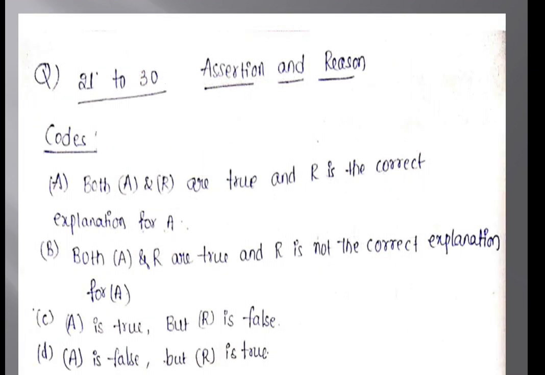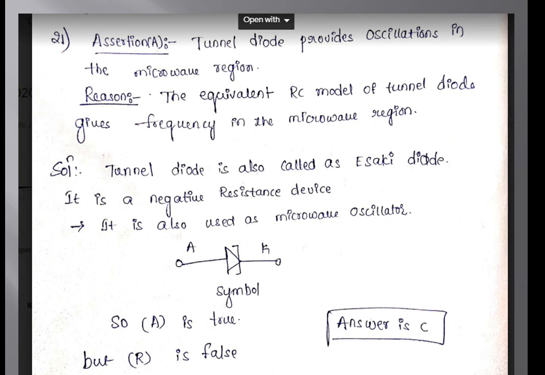Here comes the next questions. Those are assertion and reason questions. Whenever both the assertion and reason are true and R is the correct explanation for assertion, then you have to select the code A. If both A and R are true and reason is not the correct explanation for A, then you have to select the code B. If A is true and R is false, then you have to select the code C. If A is false and R is true, then you have to select the code D.